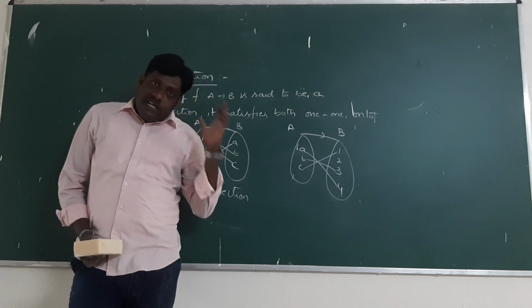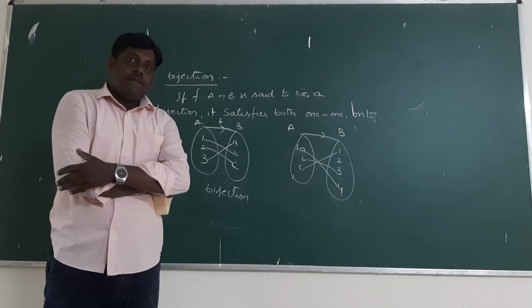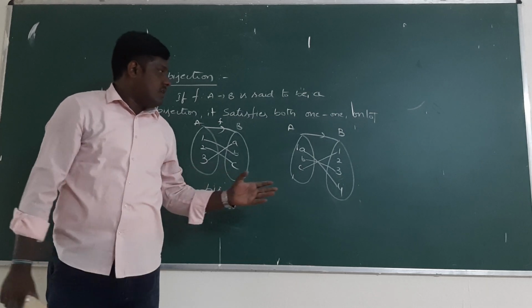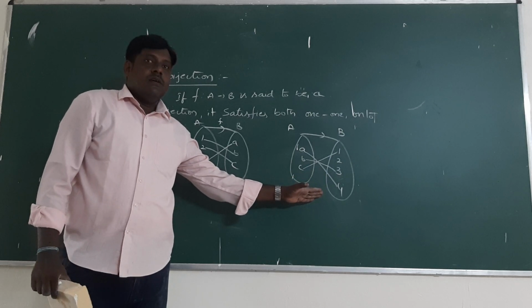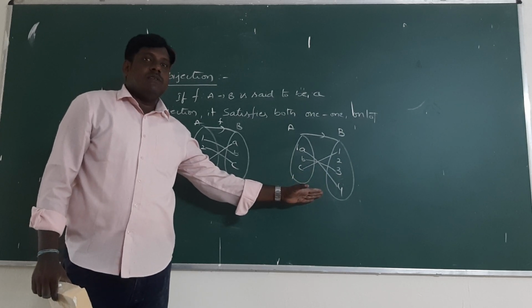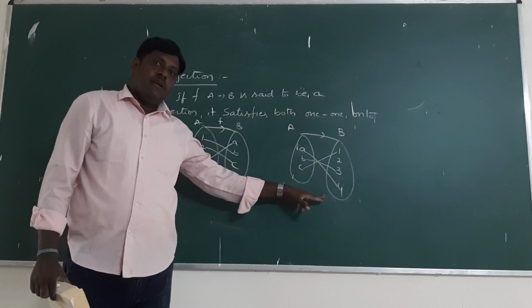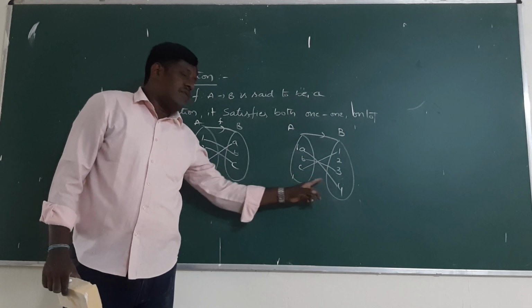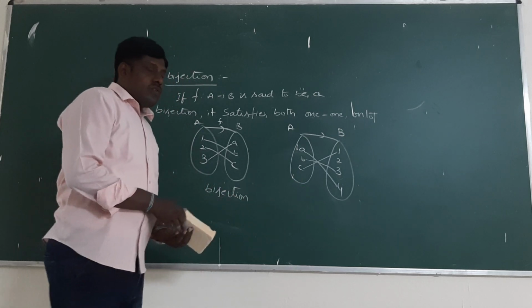First of all, we have to check whether it is one-one or not. Yes, it is a one-one function because all elements of set A have different images in B. So that's why it is a one-one function. But it is not onto.